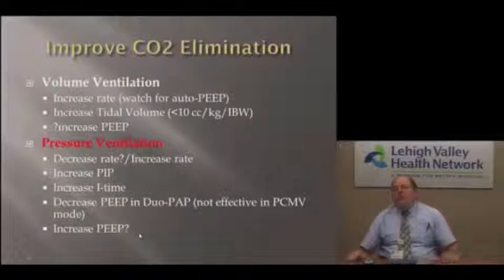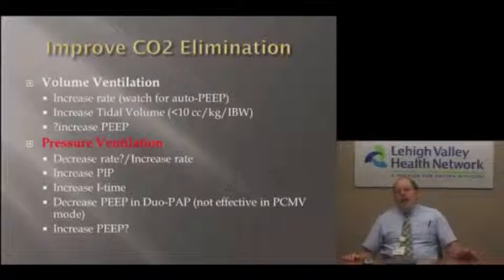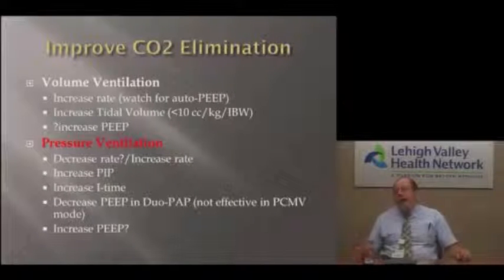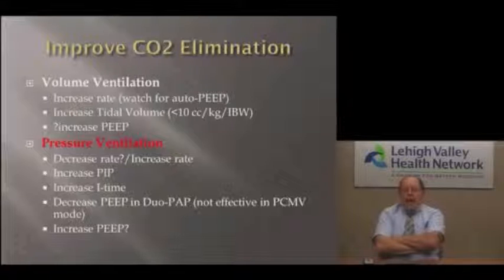Now, when we want to improve CO2 elimination in volume ventilation, we would increase the rate, but watch for auto-PEEP. If you go too fast and you don't allow the patient to exhale, you will have a paradoxical response. Increase tidal volume, again, be careful of the cc's per kilo. Now, increased PEEP, I have a question mark intentionally, because sometimes an increase in PEEP will help stent airways, especially in asthmatics and COPD patients, and will increase CO2 elimination.